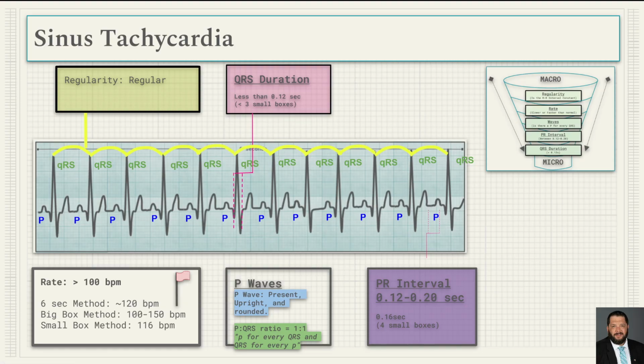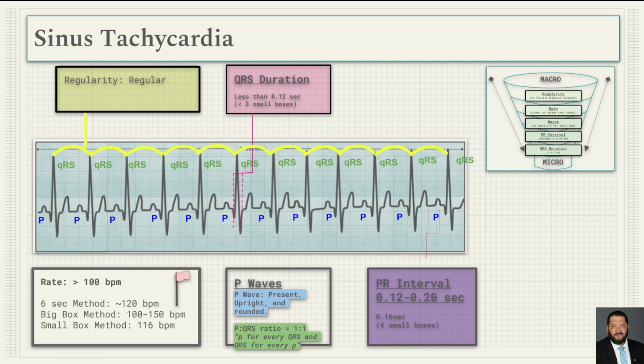Going to follow the same process as we did before, starting with regularity. Our regularity is regular. The QRS interval is consistent, the R to R interval is consistent. Next, we're going to look at rate. When we calculate rate with the 6-second method, we're approximately 120 beats per minute. The big box method confirms that we're between 100 and 150, and the small box method shows we're clearly above 100 beats per minute at 116 beats per minute. Let's stick a flag in that and look at the rest of our components.